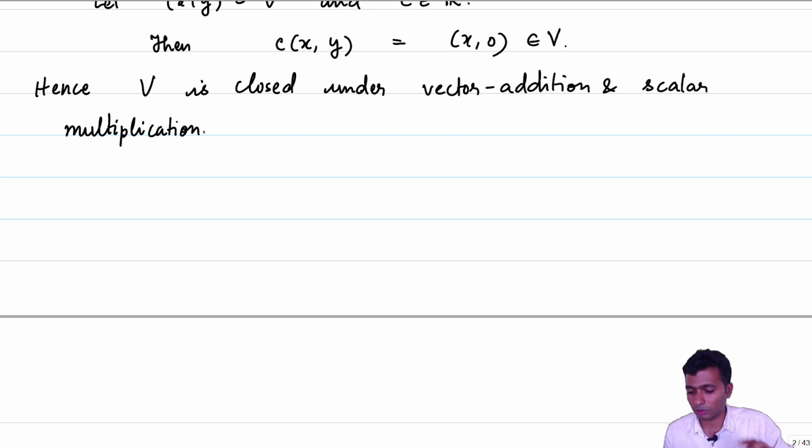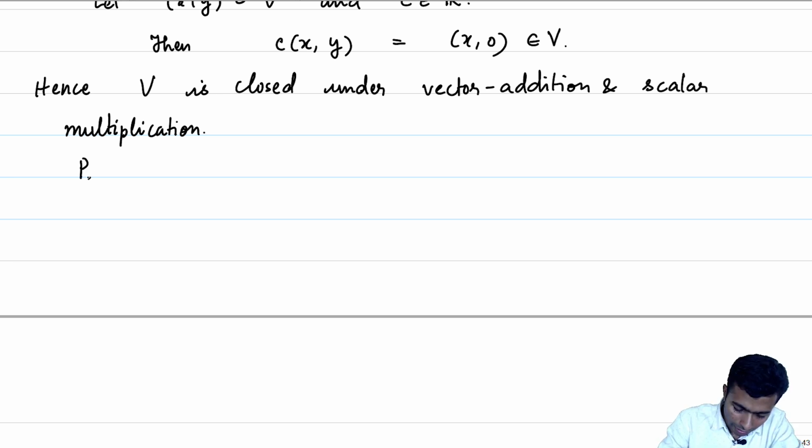Okay, so what is now needed to be checked for these two operations? Properties 1 to 8 need to be checked. All the properties 1 to 8 listed in the definition of the vector space should be satisfied for V to be a vector space with these operations. So, let us now check the properties involved in the definition. Let us check properties 1 to 8, which are listed in the definition of the vector space. So, property 1. What was the first property?